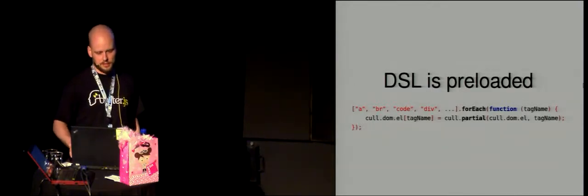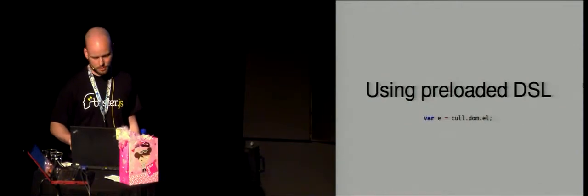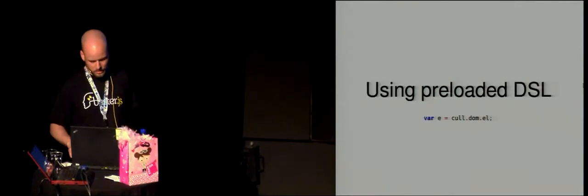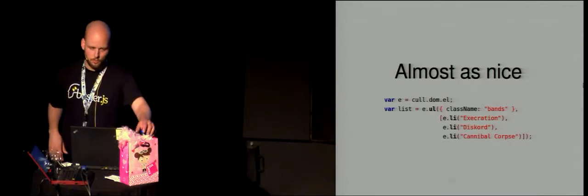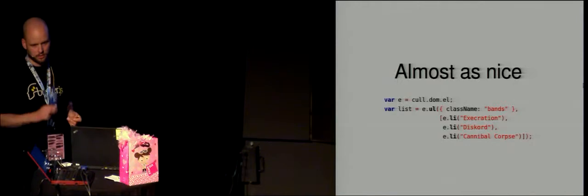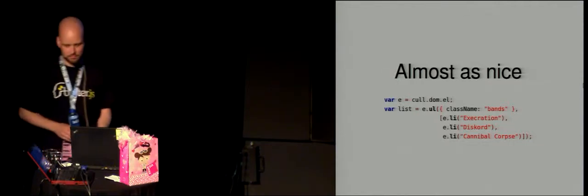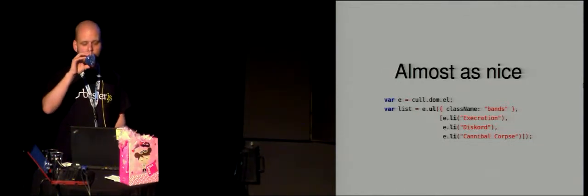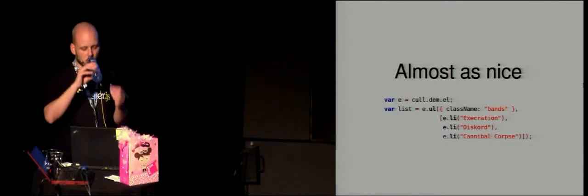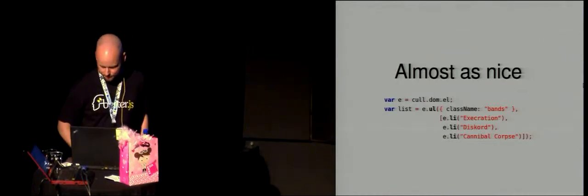And to use this version of the DSL, you'd have to prefix it with call.dom.l, which is a bit cumbersome, but you could use one local variable in a closure. And then it looks like this, which is not as pretty as it was, but at least you don't have to recreate the DSL when you want to use it. And obviously, we didn't want to have 30 global functions with names like A. Yeah, you get the point. Okay, so that's one use of partial function application.